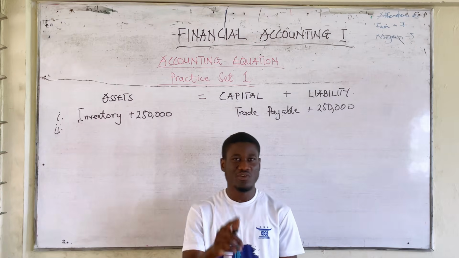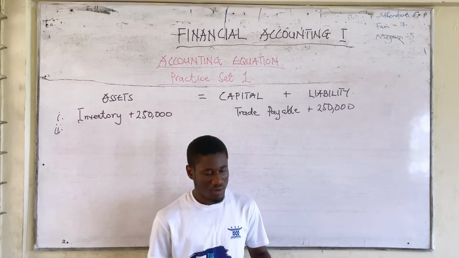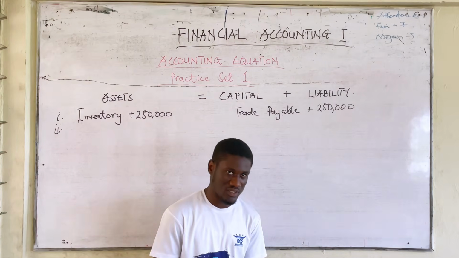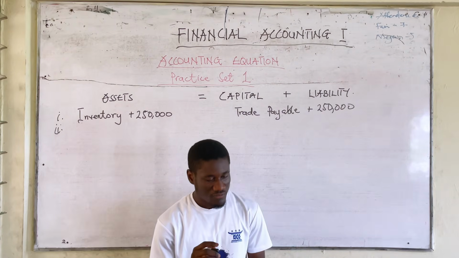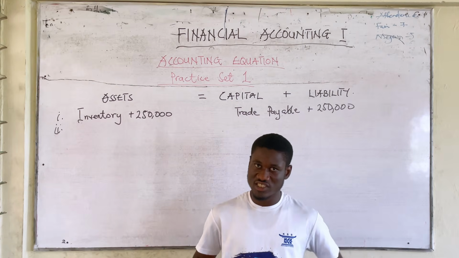So rent expense for last month. Rent expense here would have been an expense, but he said rent expense for last month. That means it is owed, not yet paid. So the account involved here is accrued rent expense, or rent expense accrued.